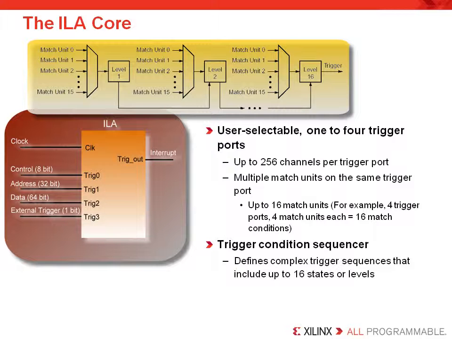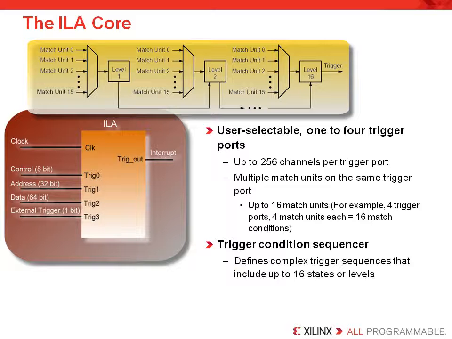The ILA cores can be instantiated into your HDL code with the core generator, or added to your design's netlist with the core inserter flow. The ILA supports up to 4 trigger ports with a single instantiation. Up to 256 channels can be used per trigger port. There can also be multiple match units for you to match your signals against the same trigger port. Each ILA core supports up to 16 match units.